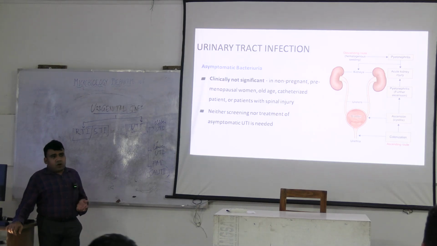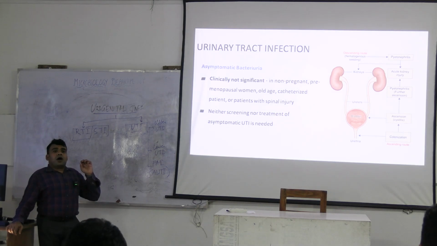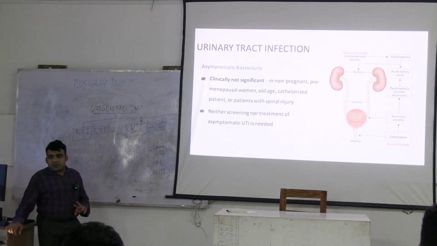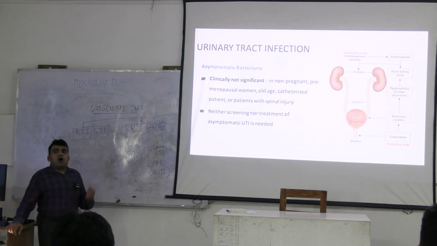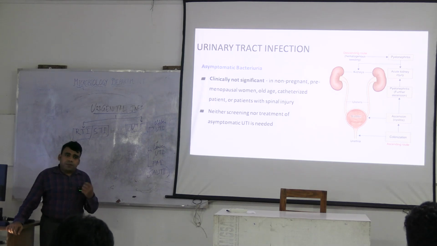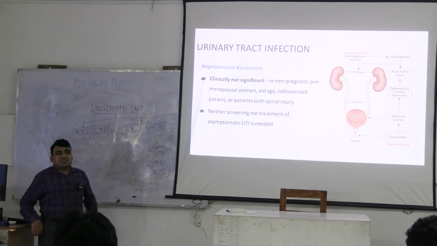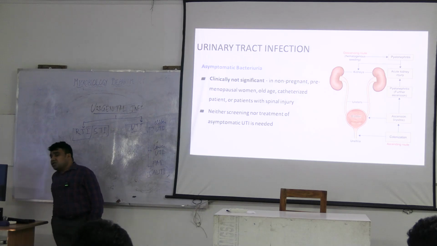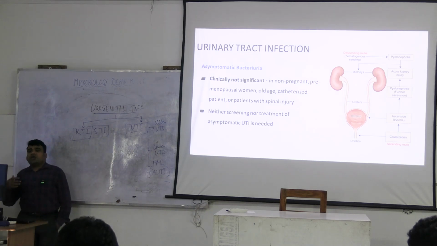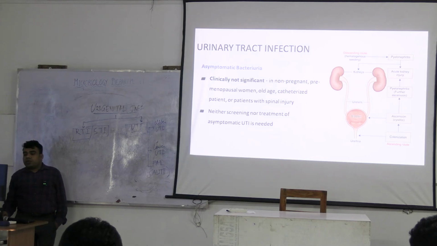Old age colonization is very common in catheterized patient. After putting the catheter in the patient, colonization starts within 2 hours after catheterization. So if you have put the catheter for at least 1 to 2 days, obviously the urine that you are getting will be colonized with bacteria. This does not mean that the patient is infected. And finally, any sort of spinal injury means there is dysregulation of the normal voiding of the urine. If the physiological voiding of urine is affected, colonization will be there. So in this category of the patients, you don't need to screen or treat.